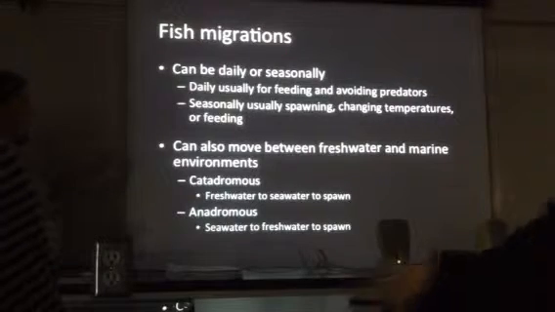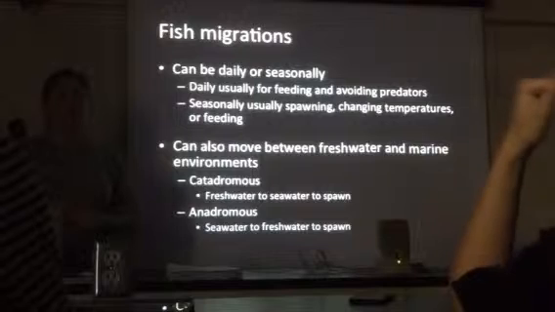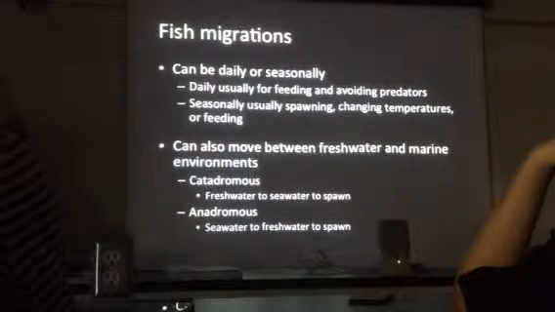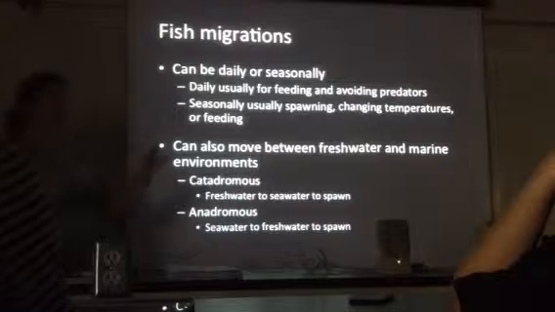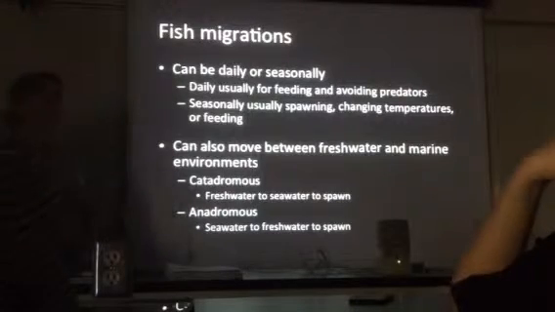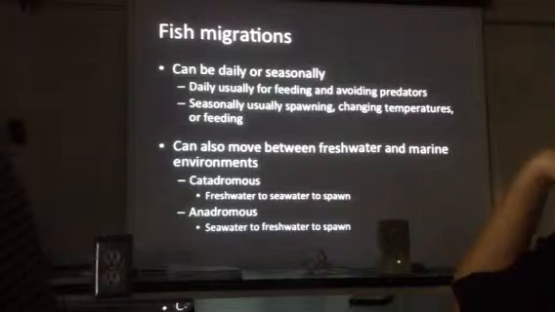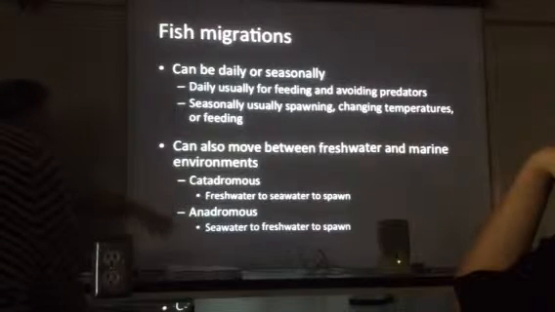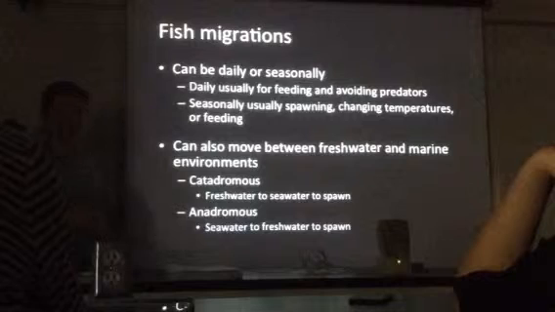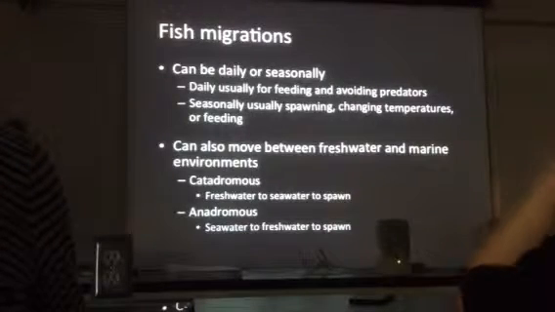Some fish will actually move between freshwater and marine environments as well. I'm sure you're somewhat aware of salmon that will start out in freshwater areas, go out to sea for a few years, and come back into a stream in order to spawn. So those are both catadromous and anadromous fishes. Catadromous is freshwater to seawater to spawn. Anadromous is seawater to freshwater to spawn. And in some cases, those are many miles that they'll travel to go back to their origins.